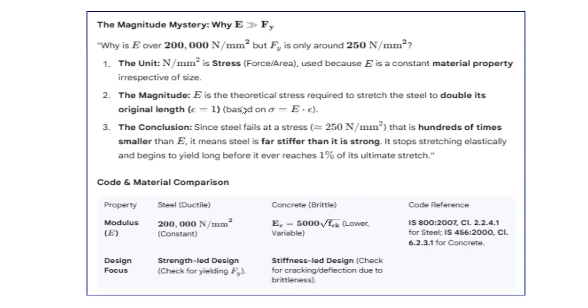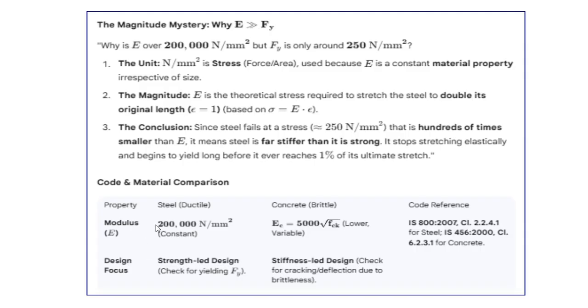You can note it because it does not occur physically on the member. It is the capacity, the theoretical stress of the material property. The conclusion: since steel fails at a stress of 250 Newton per mm², hundreds of times smaller than E, it means steel is far stiffer than strong. Strength and stiffness are different. It stops stretching elastically and begins to yield long before it ever reaches 1% of its ultimate stretch.